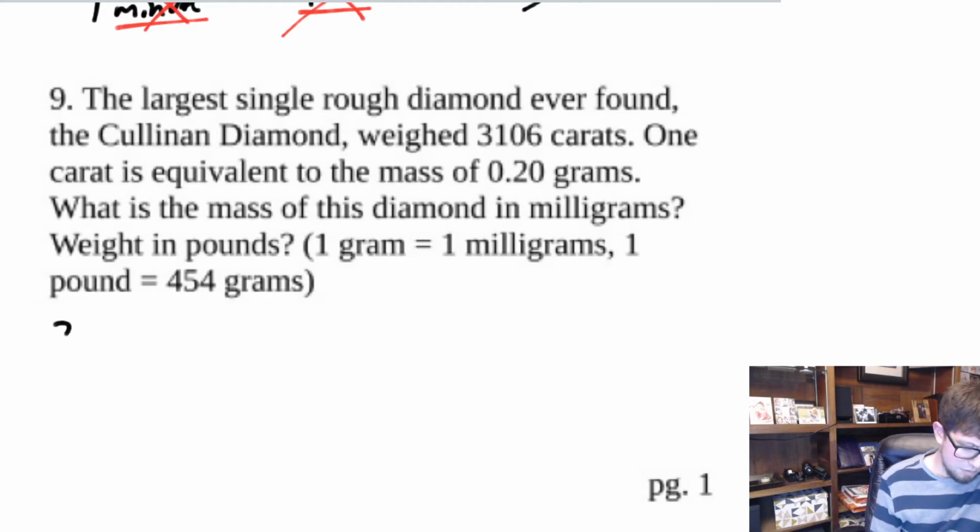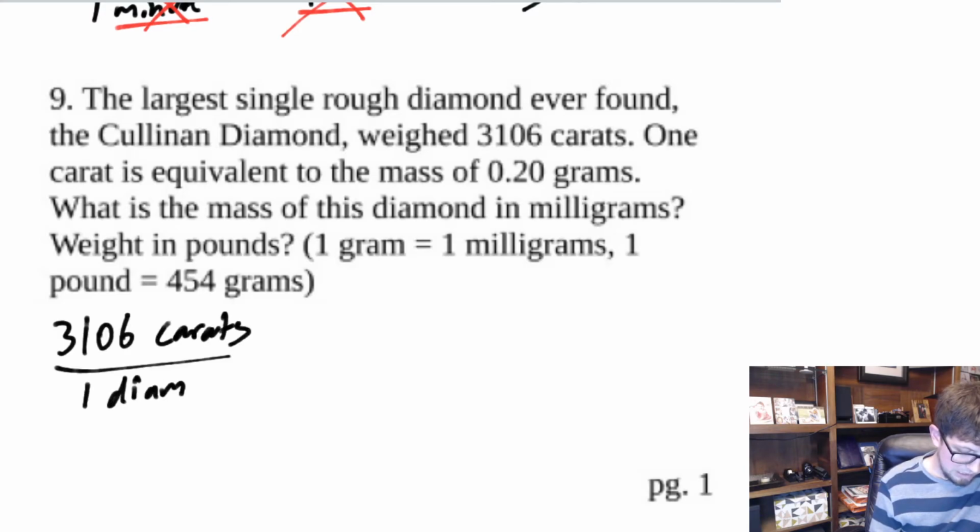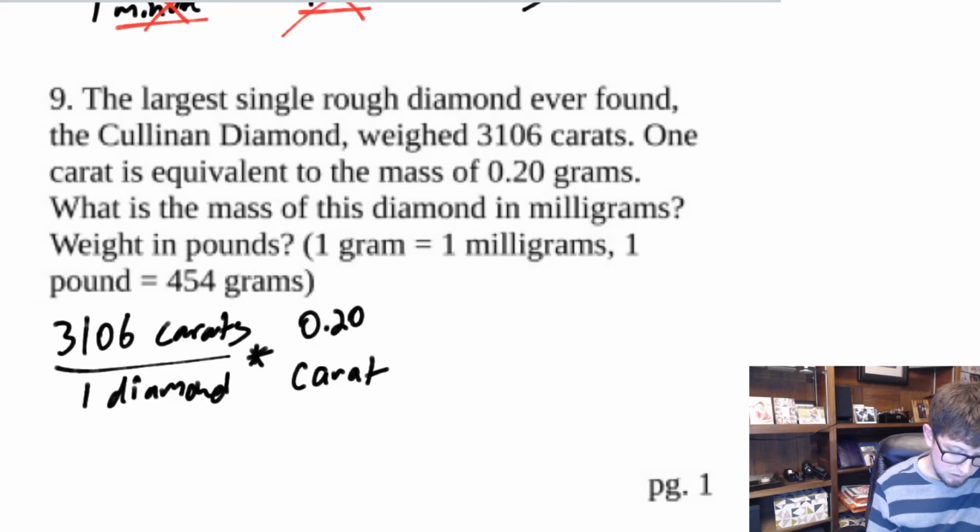So we have 3,106 carats per 1 diamond. You don't really have to put per 1 diamond, but why not? Just makes it fit. And I know I'm converting carats, so they told me that a carat is equal to 0.2 grams. So I will put carat down here and 0.20 grams on top. And they want to know about milligrams. So 1 gram is equal to 1 milligram.